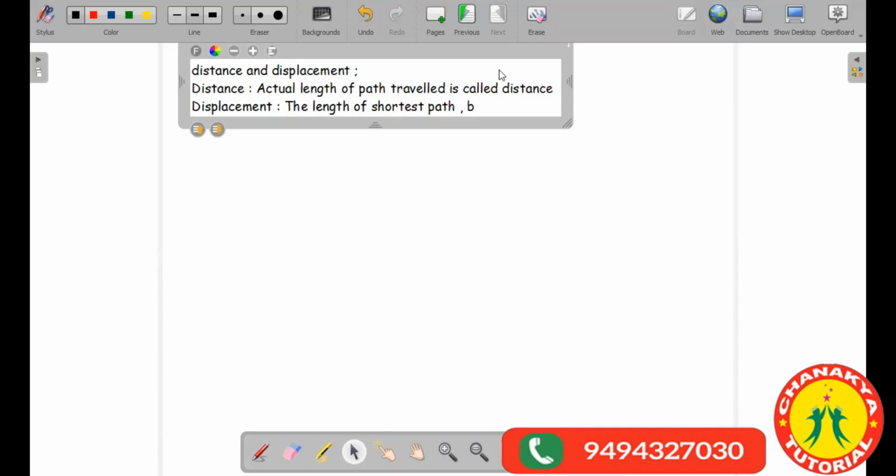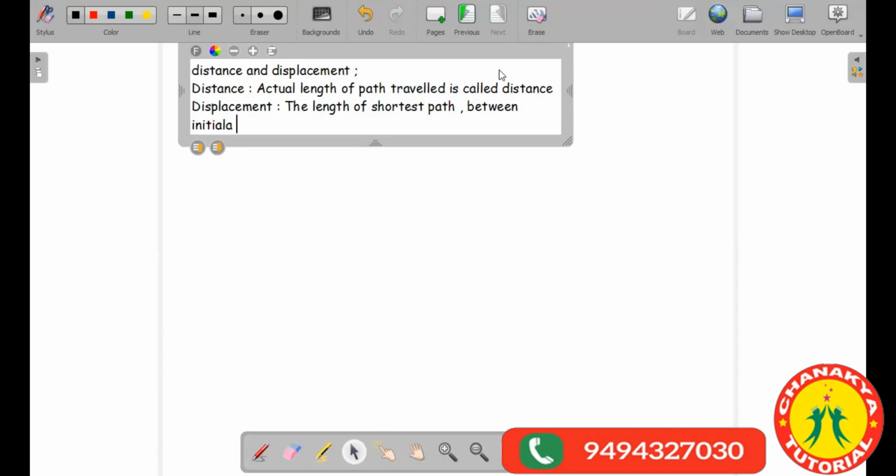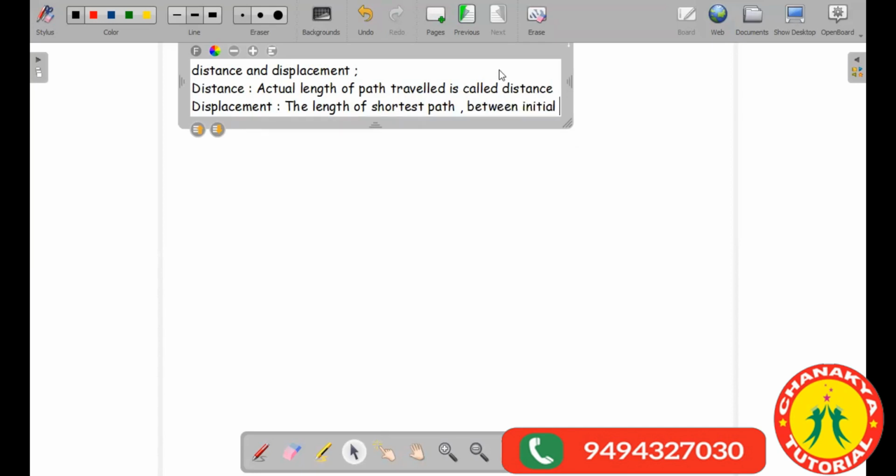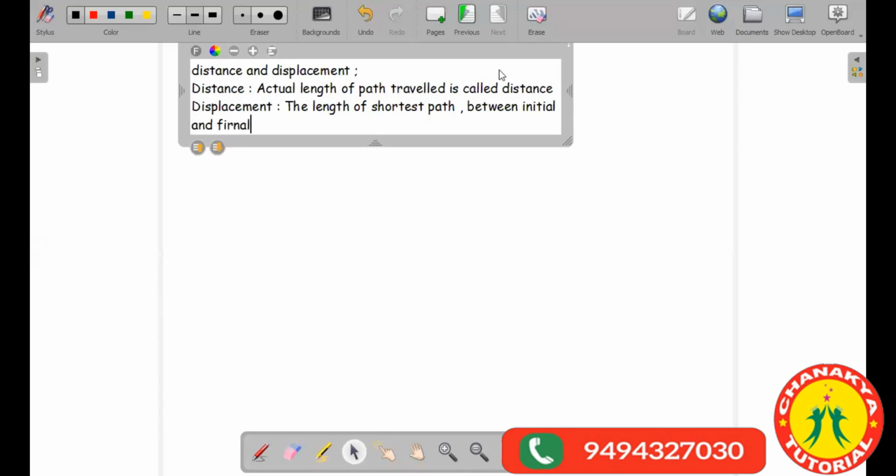The length of shortest path between initial and final positions. Okay, anyone having any doubt? No, sir. Okay. So the length of shortest path between initial and final positions along with directions. Along with direction, you have to provide the direction. So that makes your displacement.